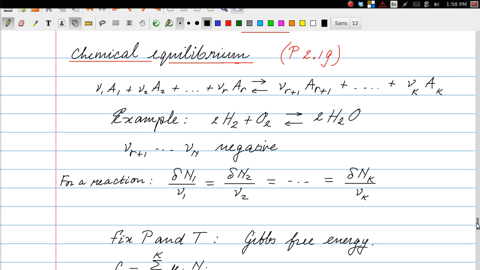Now suppose that we perform this reaction in a vessel where the pressure and the temperature are constant. Then the thermodynamic potential that we should look at is the Gibbs free energy. That should acquire its minimum.